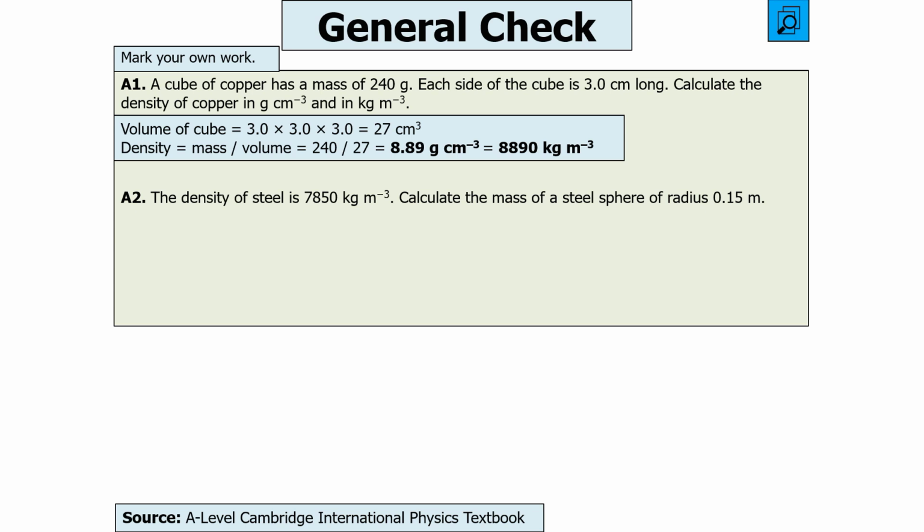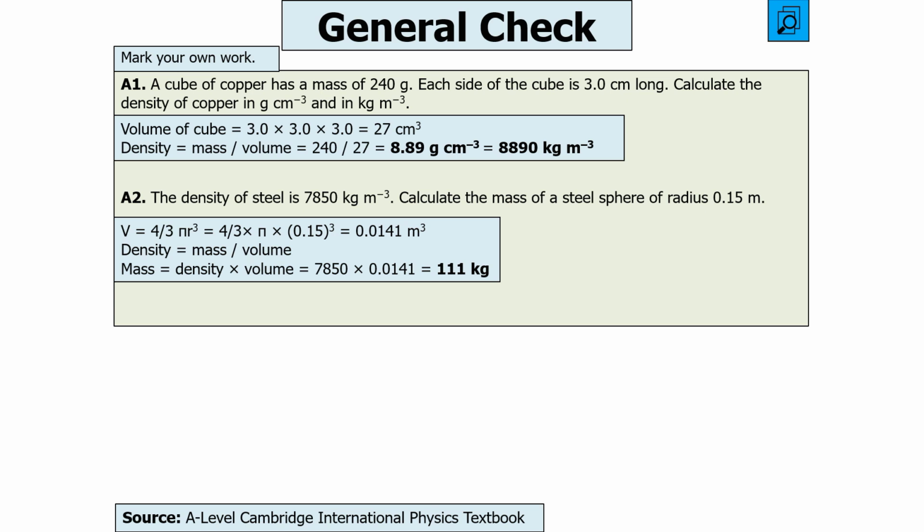The next question, you're going to have to work out the volume of the steel sphere. So you can say the volume is 4 over 3 pi r cubed, pop in all the values, then say density is mass over volume, so mass is density times volume, work it out and get 111 kilograms.